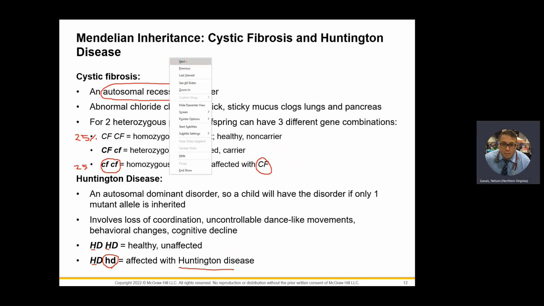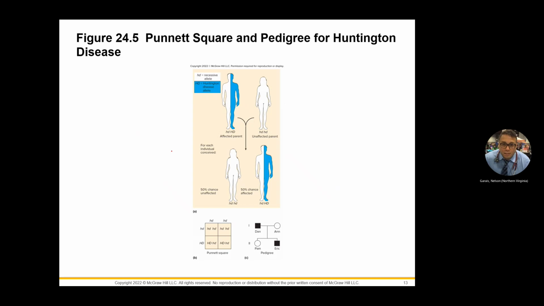So Huntington's disease, think what? Heterozygous, they're going to get it because it has one lowercase. So in Huntington's, you have what? You got a 50% chance of getting it if one of your parents is a carrier.